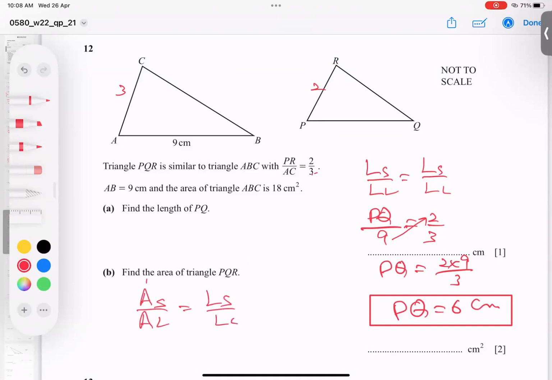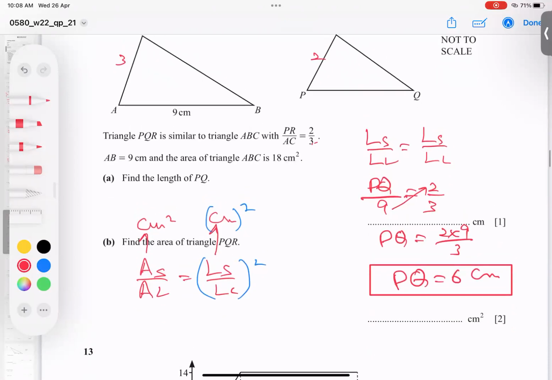But area is measured in centimeter square, and length is measured in centimeter, so they are not balanced. To make them balanced, I will take a square of this one. That is why I put a square on the length. So now I can say that area of small is unknown. Area of small shape means triangle PQL, so A, and the large area given by him is 18. And length of small, I take this 2, and large is 3. So 2 by 3 and put square on top.